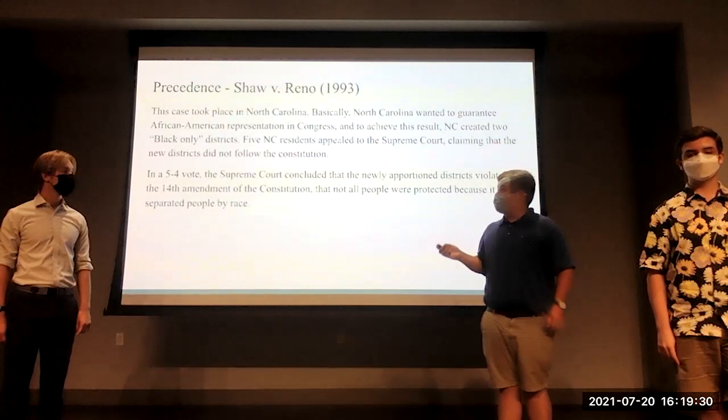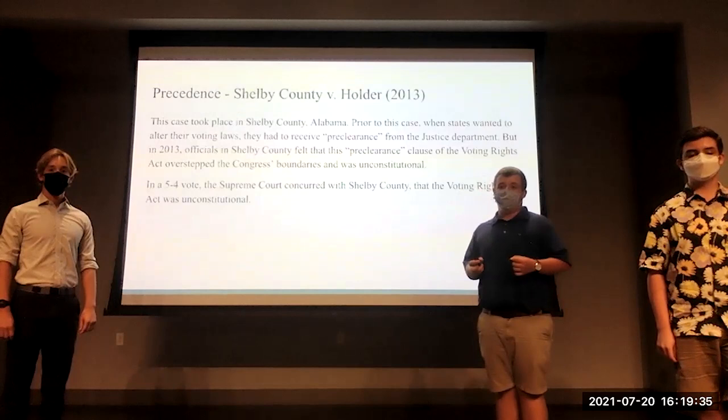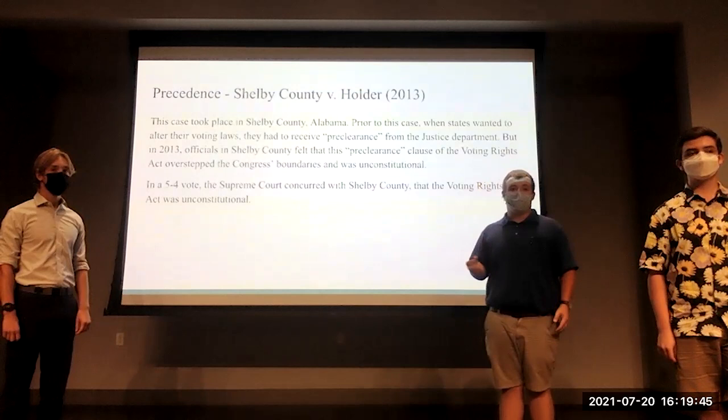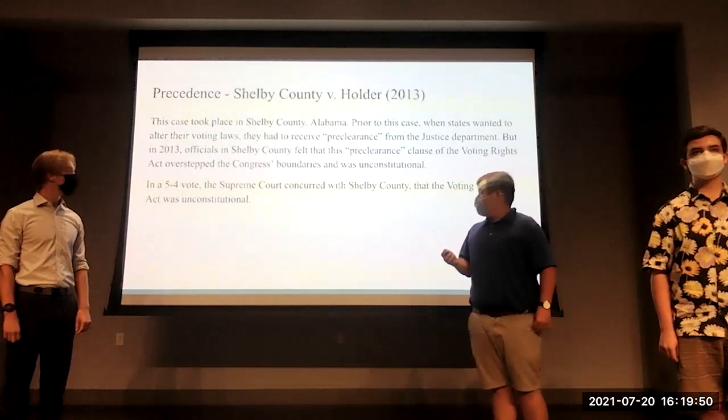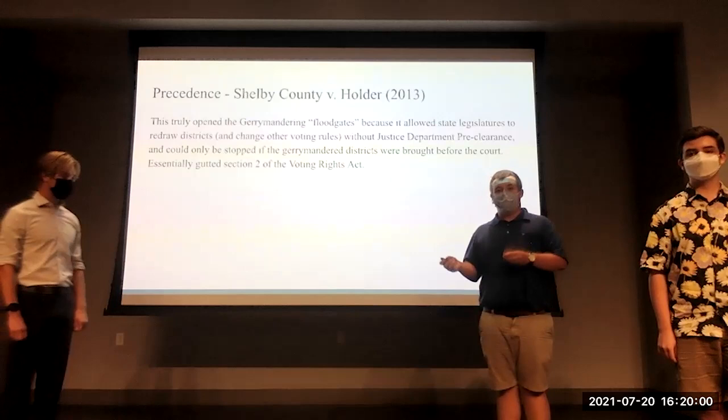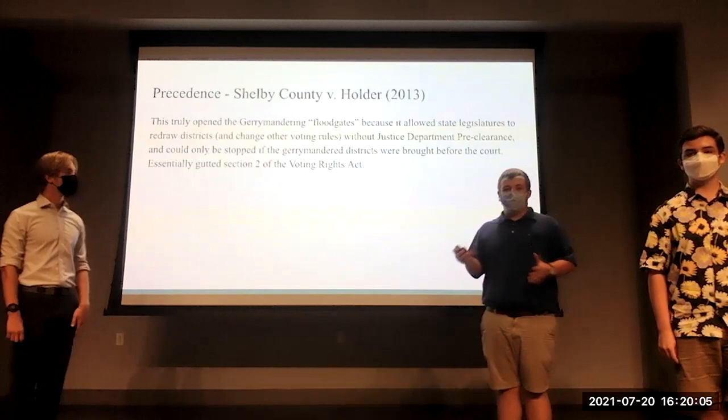And the next precedent is Shelby County v. Holder. Prior to Shelby County v. Holder, you had to have pre-clearance before changing your voting laws. And so Shelby County felt that this was a step where Congress was overbound and that it was unconstitutional. So in a 5-4 vote, they concurred with Shelby County that this clause of the Voting Rights Act was unconstitutional. This really opened the gerrymandering floodgates because states did not have to get pre-clearance from the Justice Department. And so this essentially gutted Section 2 of the Voting Rights Act.